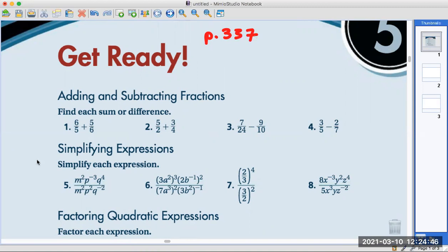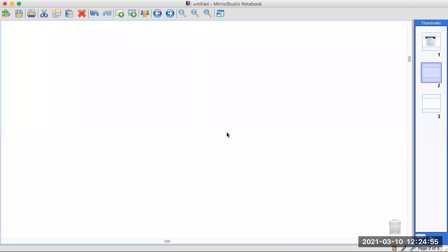So the first one is number 1. You want to write it on a separate piece of paper so you can show all your work, however you want to do it. It's not much room. 6/5 plus 5/6.